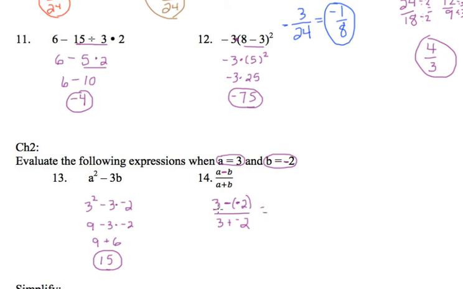If you remember, if you take minus a negative, 3 minus negative 2 is actually the same as 3 plus 2. So that's 5. And then 3 plus negative 2 is 1. So your answer is 5.